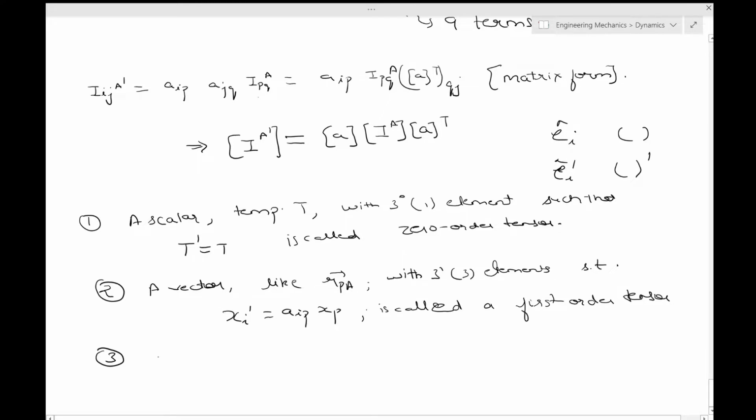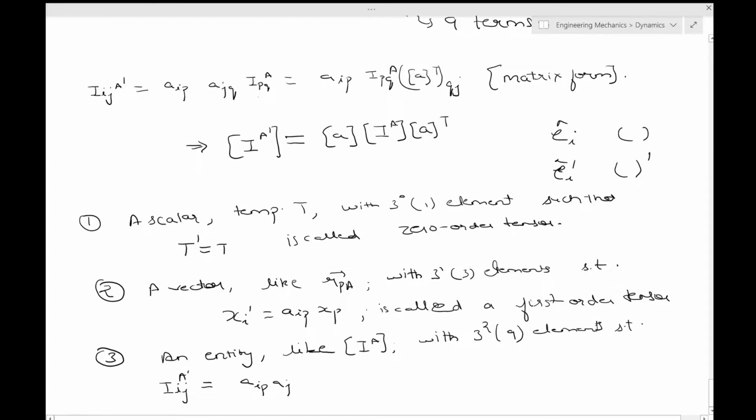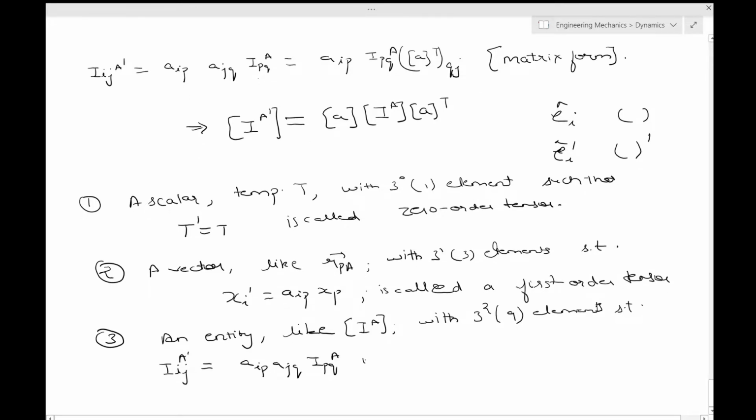And then you have an entity defined, remember we defined it at the start of this discussion, like I with 3 to the power 2, 9 elements, such that I_ij dash is equal to a_ip a_jq I_pq, is called a second order tensor. So you can just keep on seeing this power of 3.